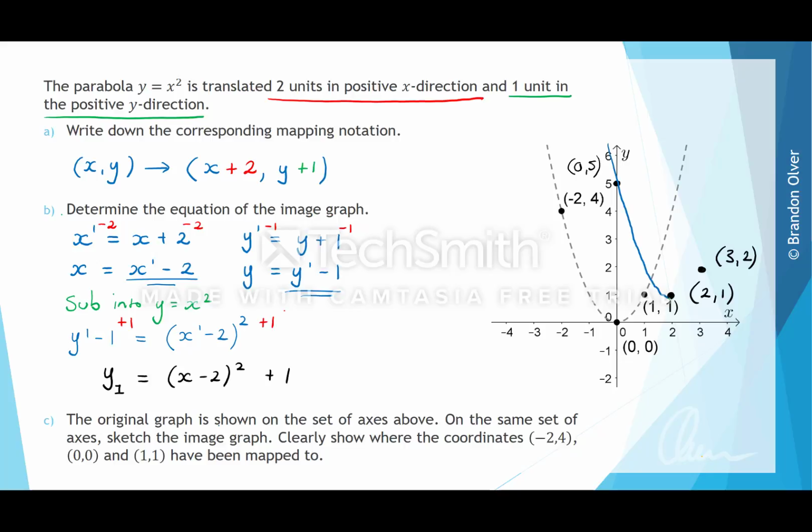The last thing we have to do is sketch our parabola through these points. So there is the shape of the transformed graph, where it's been translated 2 units in the positive x direction and 1 unit in the positive y direction.